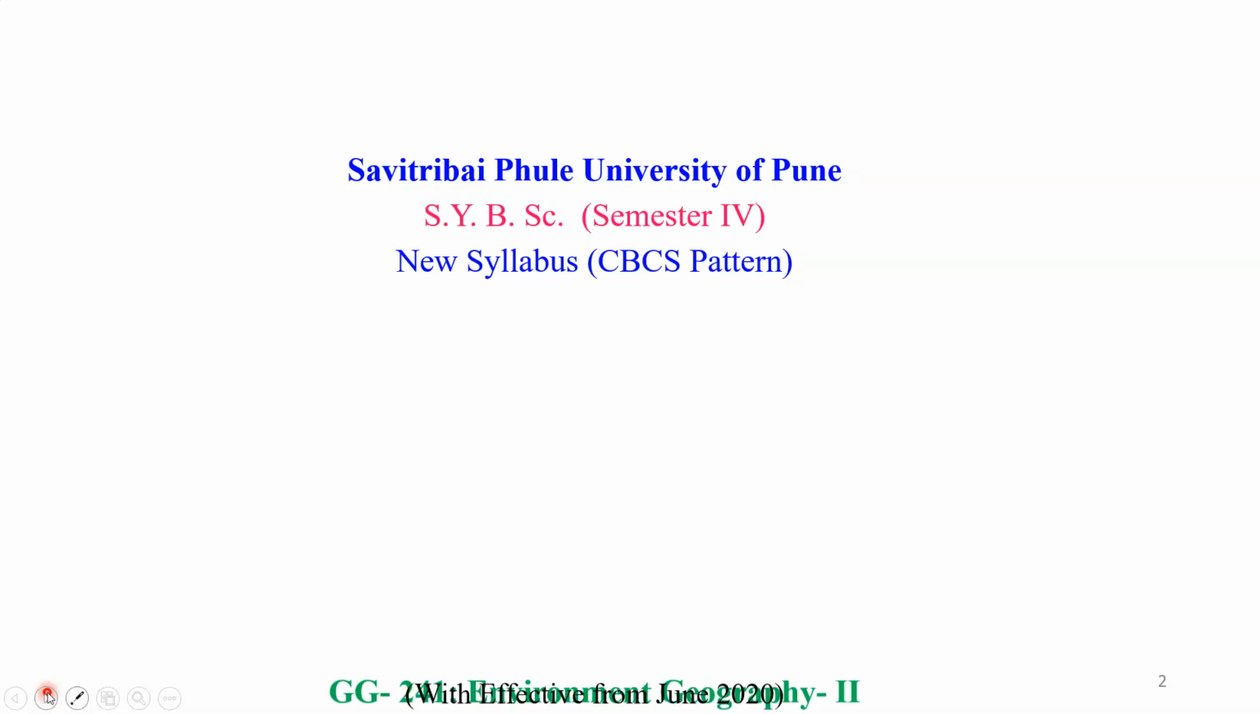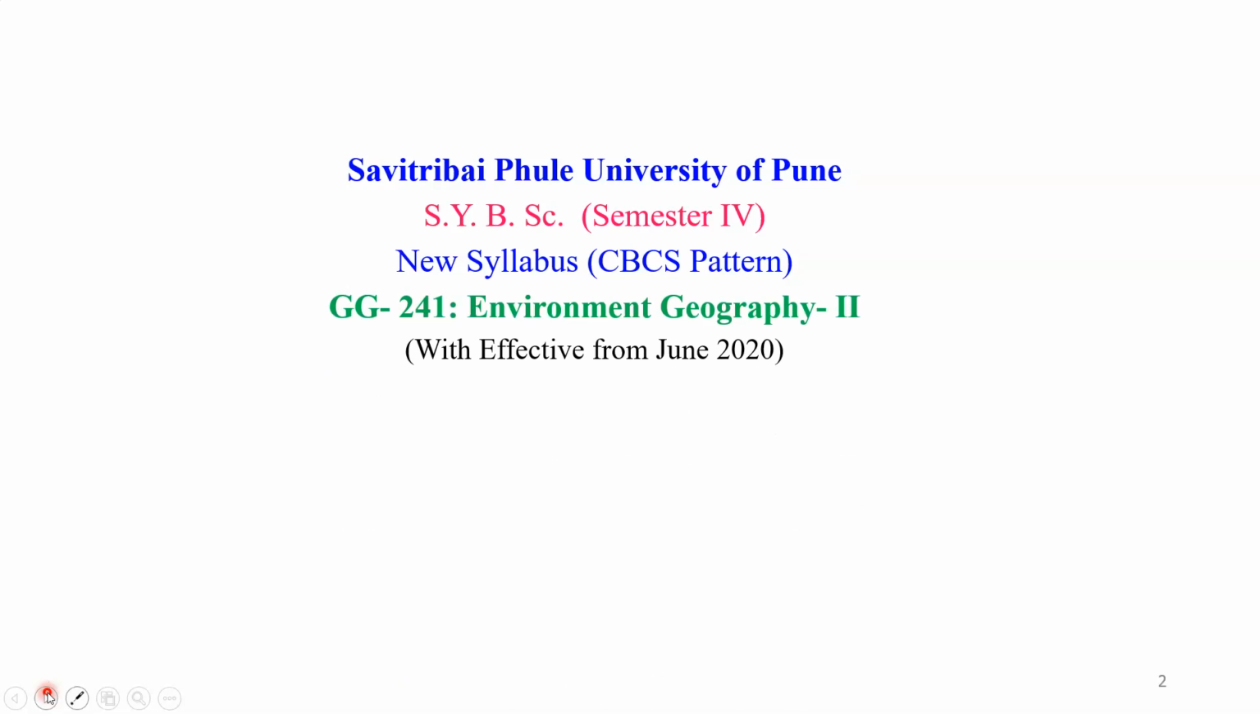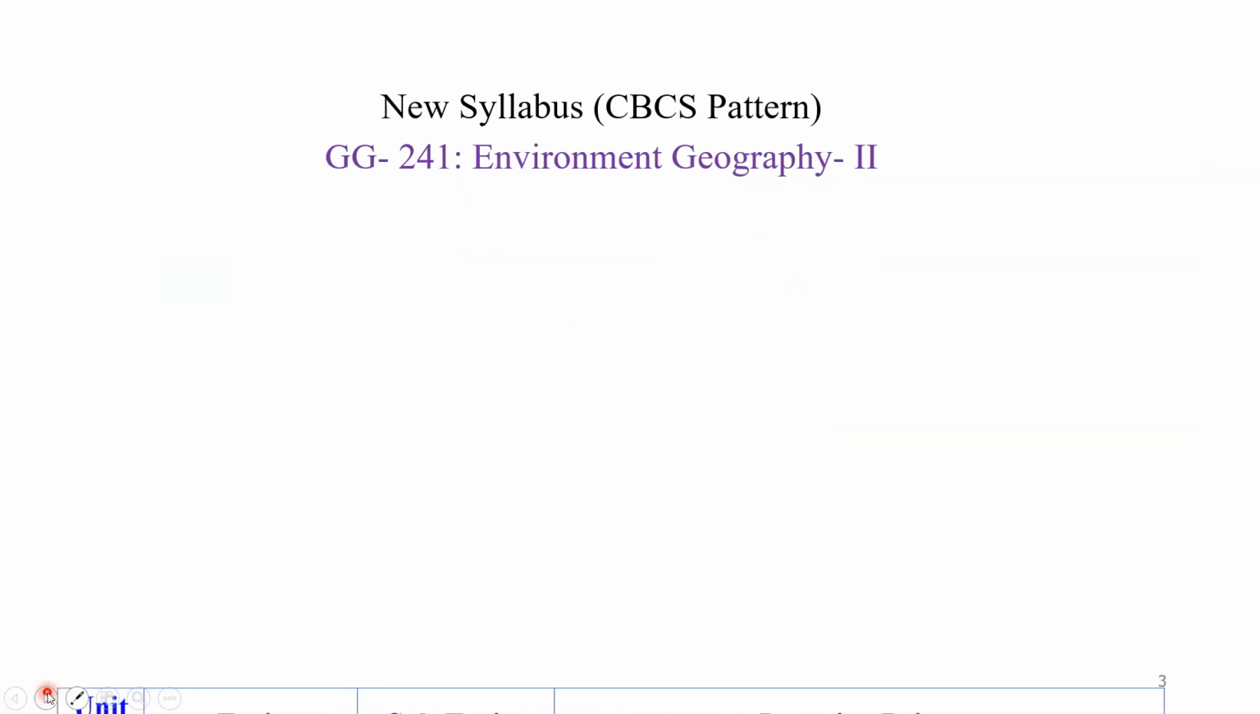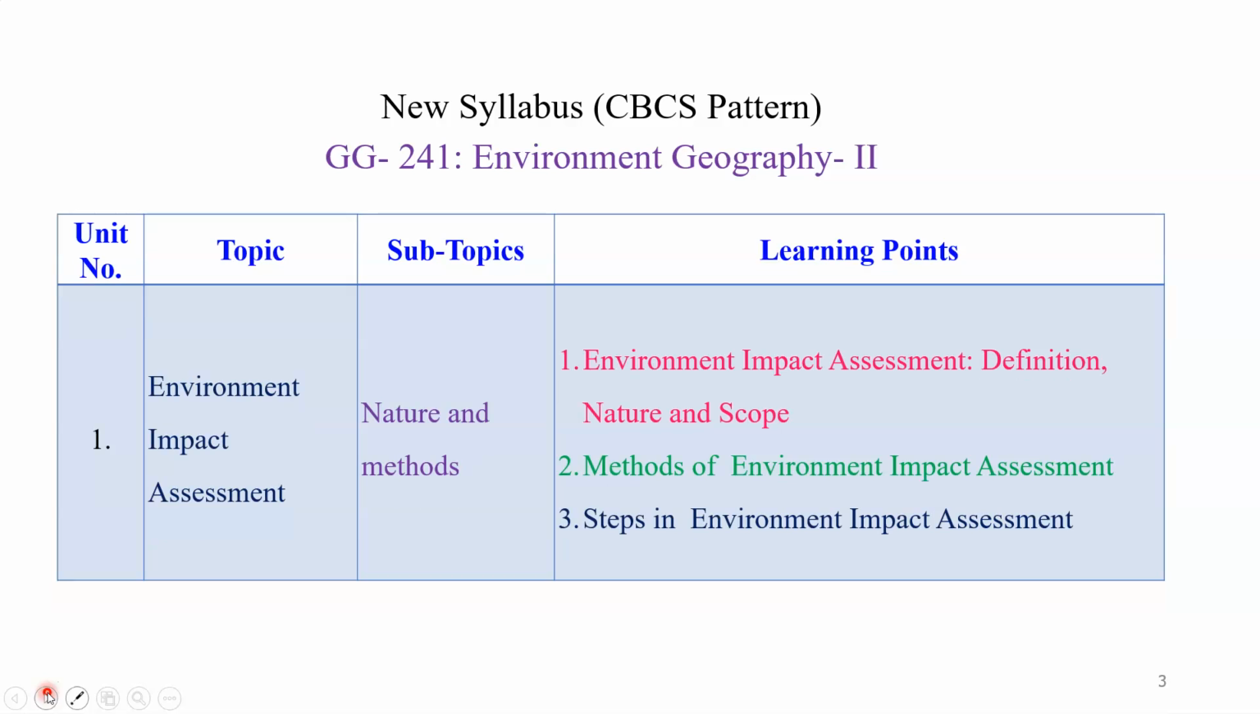Dear student, you know that the syllabus of this course has been changed from this year. This course is of 2 credits. There are 4 chapters which are divided into various subtopics. Let us discuss all the chapters one by one. The title of the first chapter is Environmental Impact Assessment, and we have a subtopic that is nature and the method.